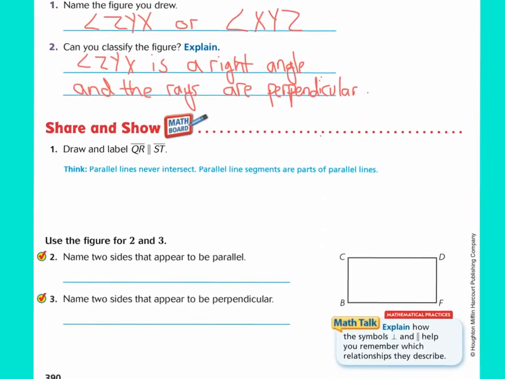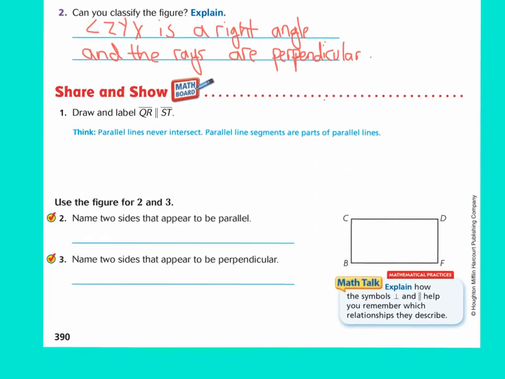Let's move along to our share and show. It says draw and label line QR, which is parallel to line ST. Let's remember that parallel lines are never intersecting. They will never cross, and because they never cross, they have to be the same distance apart from each other. So I'm going to do line segment QR. I apologize there. This should be a line segment, because again, it doesn't have the arrows on the top.